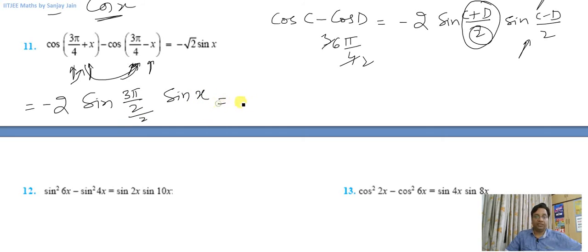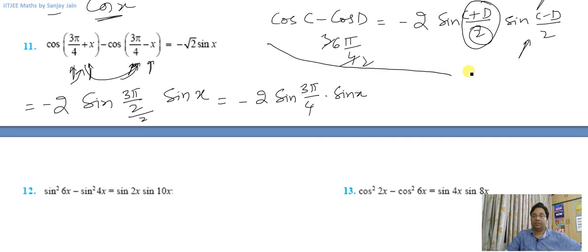So now see, it is equal to minus 2 sin 3 pi by 4 into sin x. Now what is sin 3 pi by 4? Sin 3 pi by 4 is nothing but sin of pi minus pi by 4, right? This is 3 pi by 4.